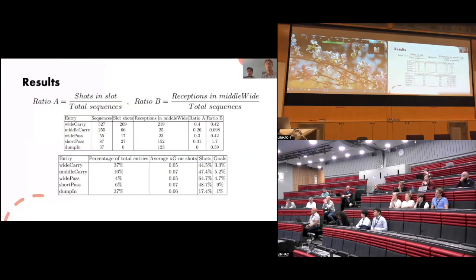Further, we could use these results that we just gathered, and we then looked at all the sequences that had a shot in them. For every entry, we looked at what we could see before were good events or good zones to be in. So we looked at shots in the slot and how often, on average, that happens for each type of entry. We also looked at receptions in the middle wide zone and how often on average that happened in every entry type.